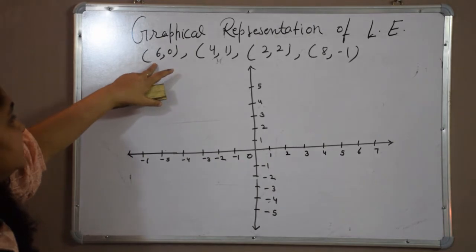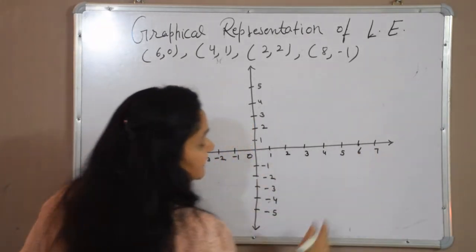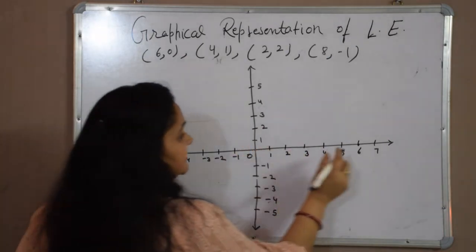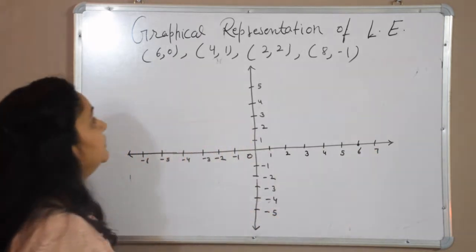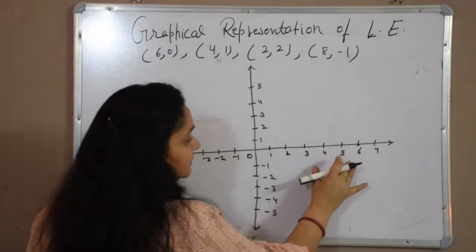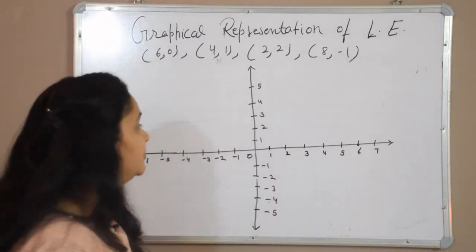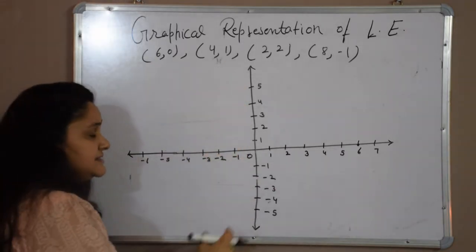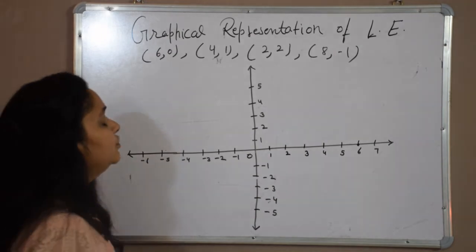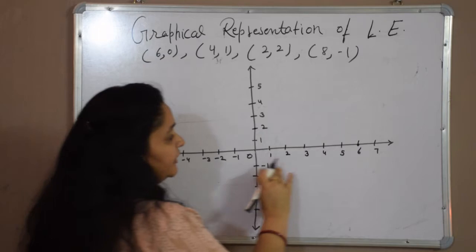See, our first point is (6, 0). So we will mark 6 on the x-axis and 0 on the y-axis, and it is the same. So this point will be here only, because for any point on the x-axis, the y-coordinate will always be 0, and for any point on the y-axis, the x-coordinate will be 0. Suppose you have to mark (0, 2), so 0 is here.